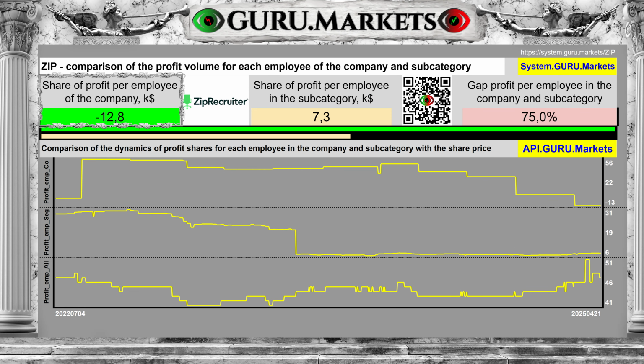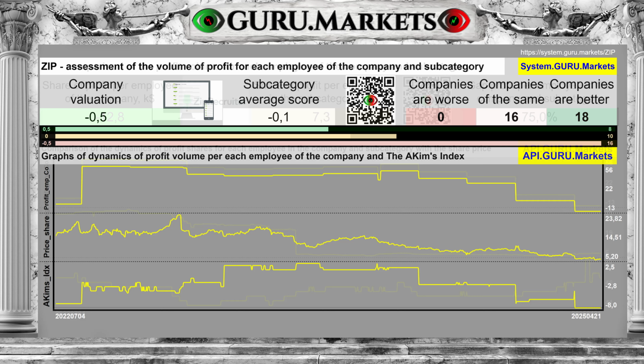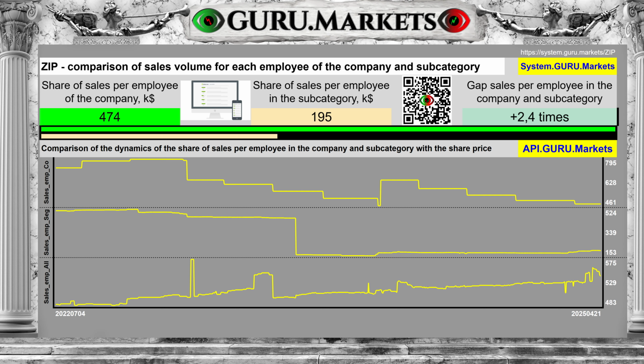The amount of profit per employee is -$12,800, with an average in the subcategory of $7,300. And the difference between the subcategory average and the company's performance is 75%. Estimation of profit per individual employee of the company in comparison with the indicators of companies in the subcategory: tolerable, -0.5 points.